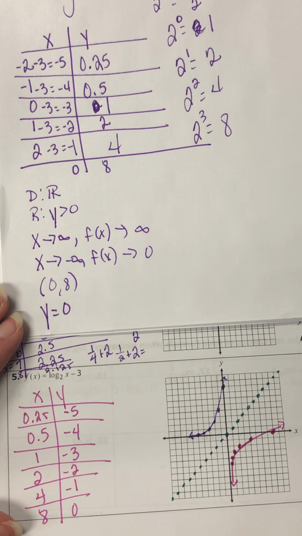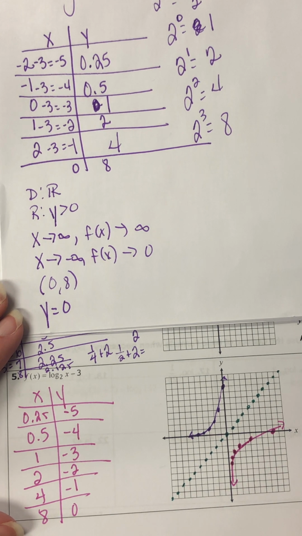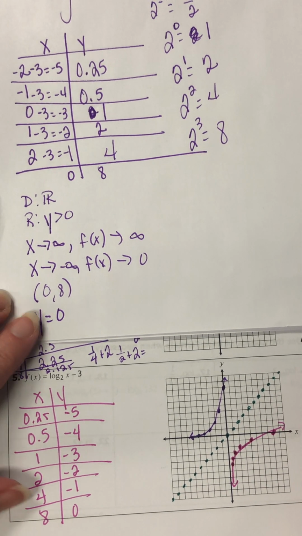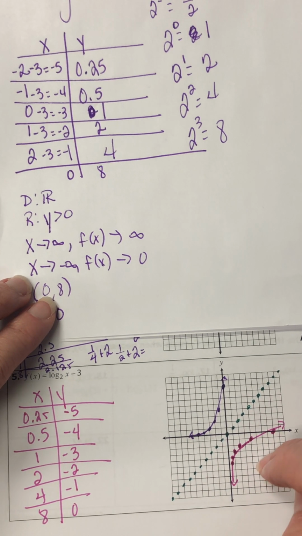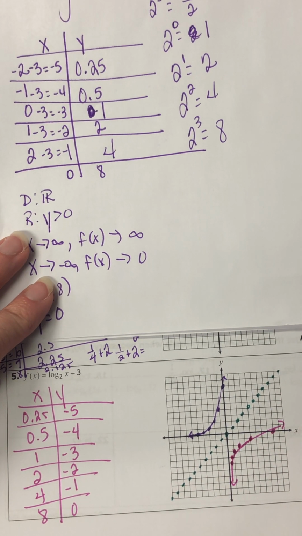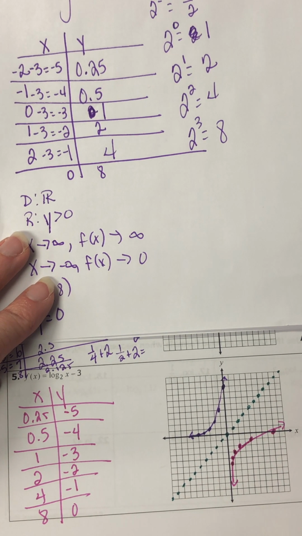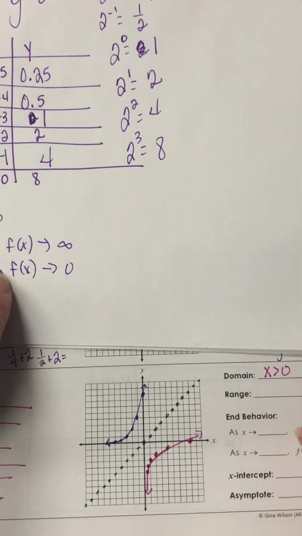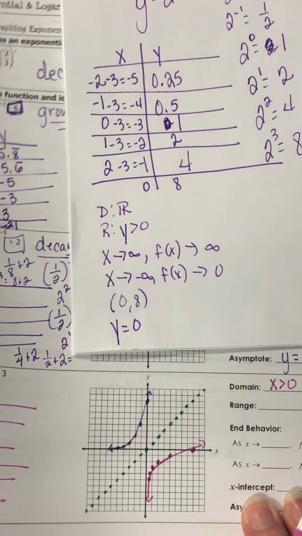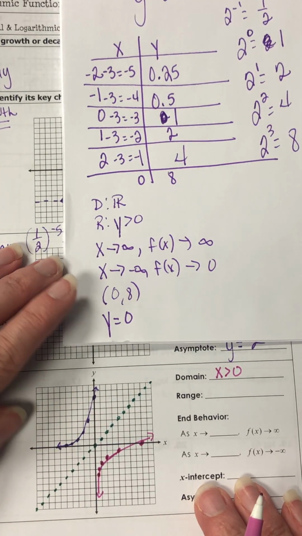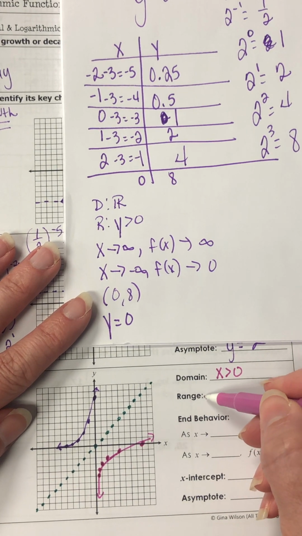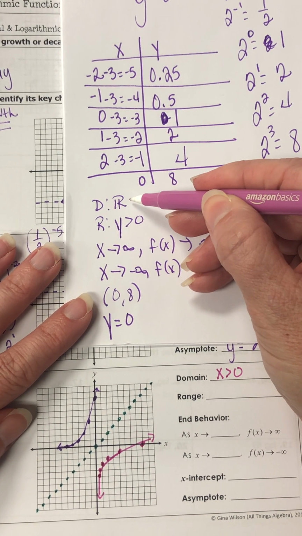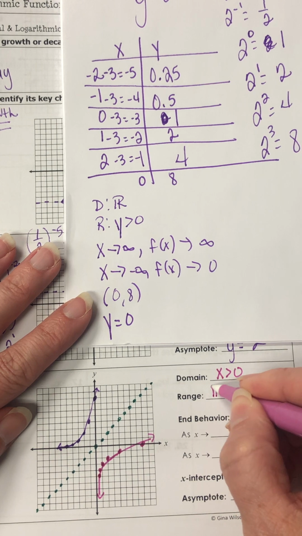Okay, now let's see what's going to happen with our domain. The domain of my logarithm is going to be the range of my exponential function. So that tells me the domain is going to be x is greater than 0 because the range was y is greater than 0. Now my range of my log will be the domain of my exponential function, so it's going to be all real numbers.